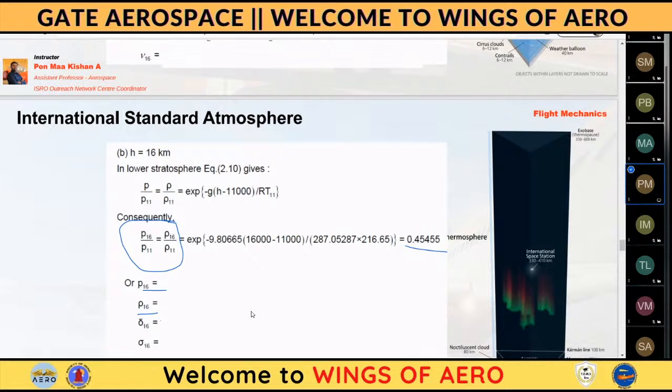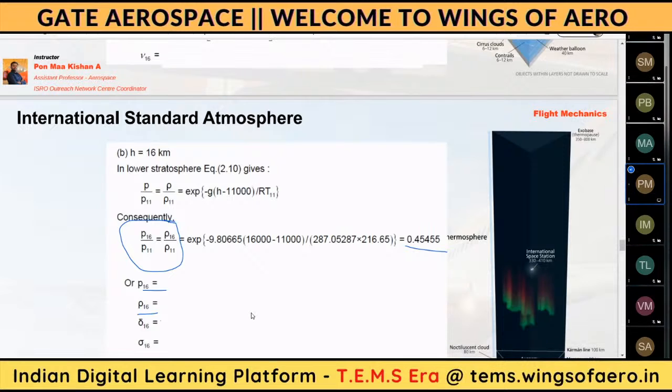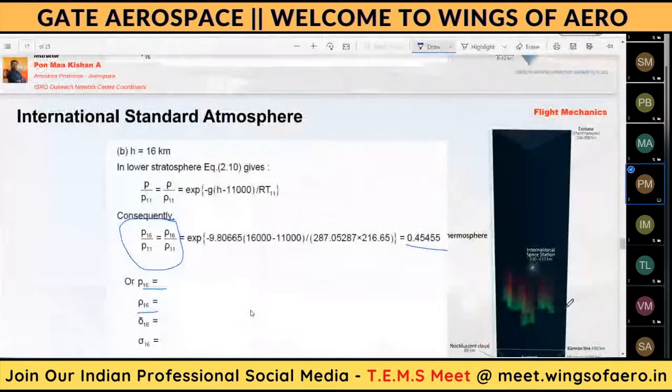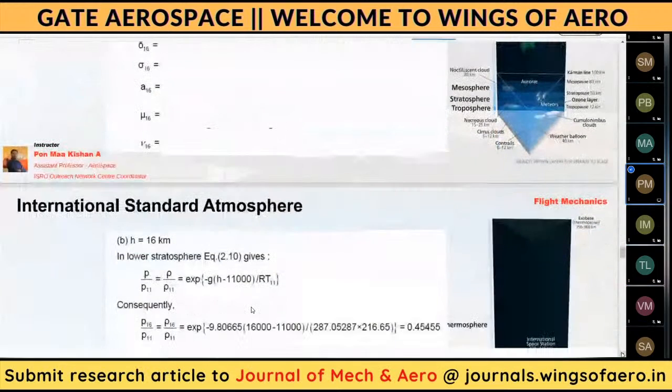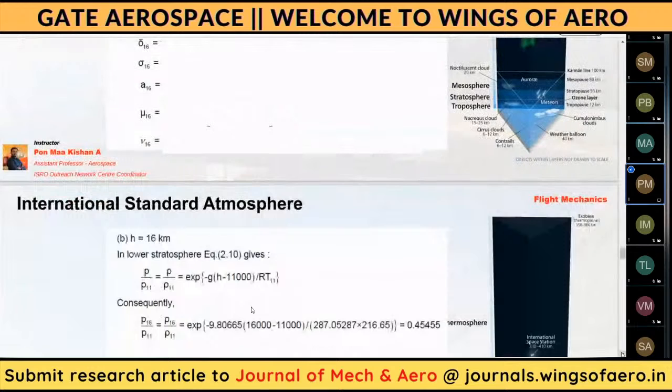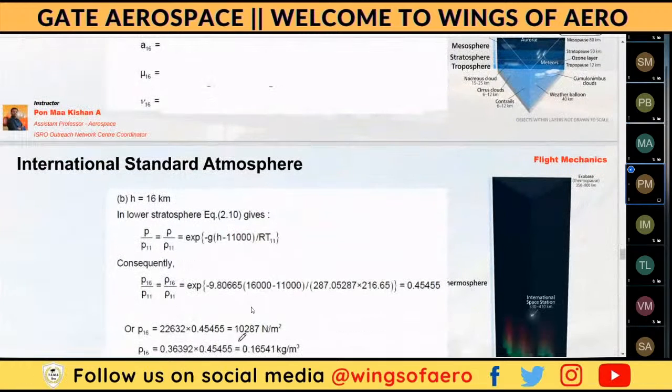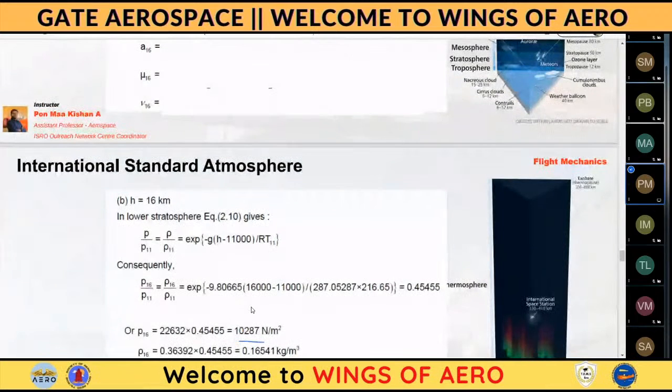Pressure 1021.7. Density. Pressure is 10287 Newton per meter square. Kindly check the density also.